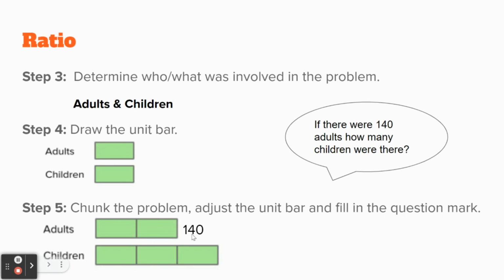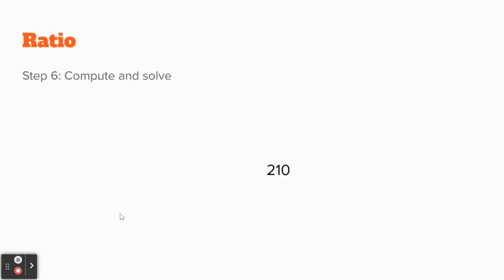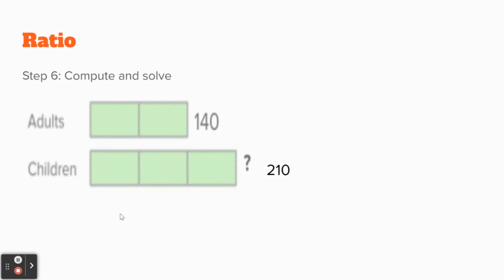Since the ratio is 2 to 3, I know that 140 represents 2 of the total bar parts for our adults. Now I need to figure out how much would that be for our children. Remember, ratios are all about relationships. So we'll go ahead and compute and solve.